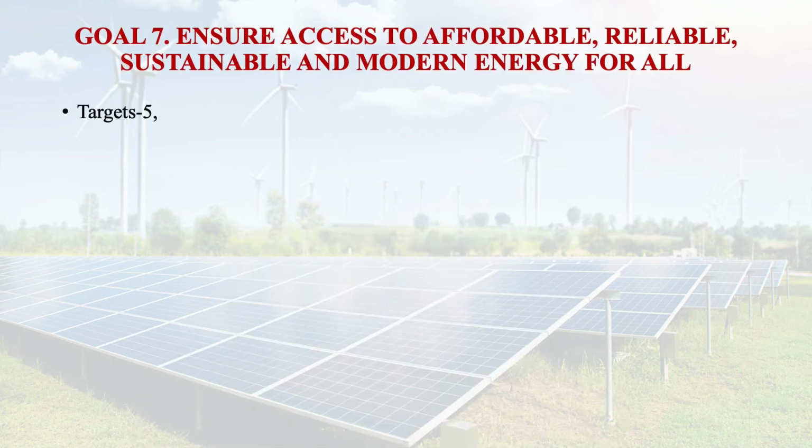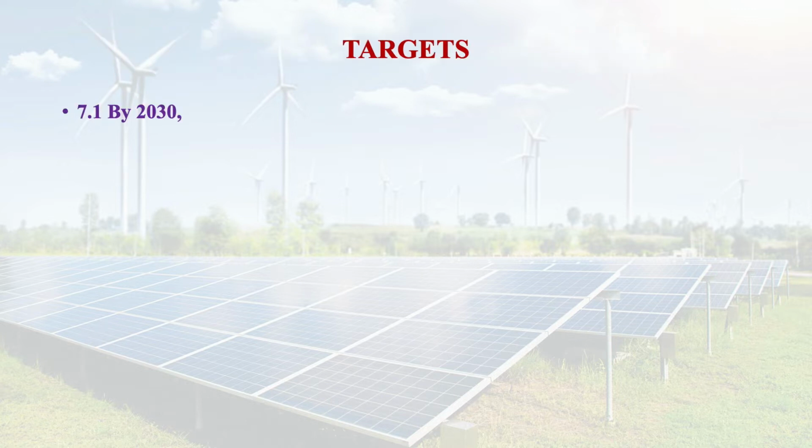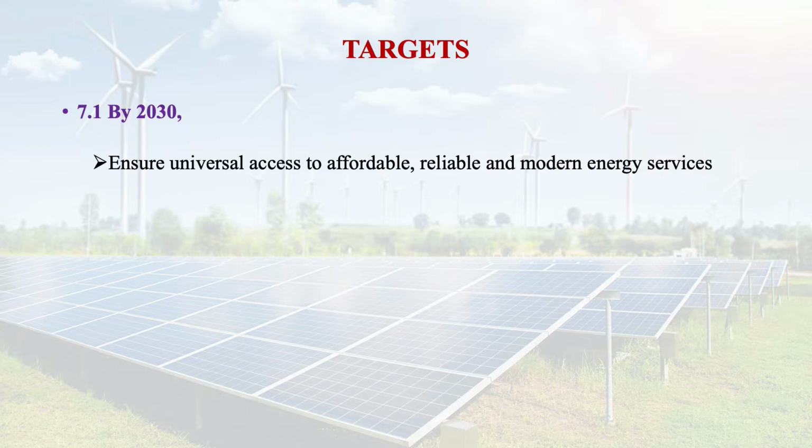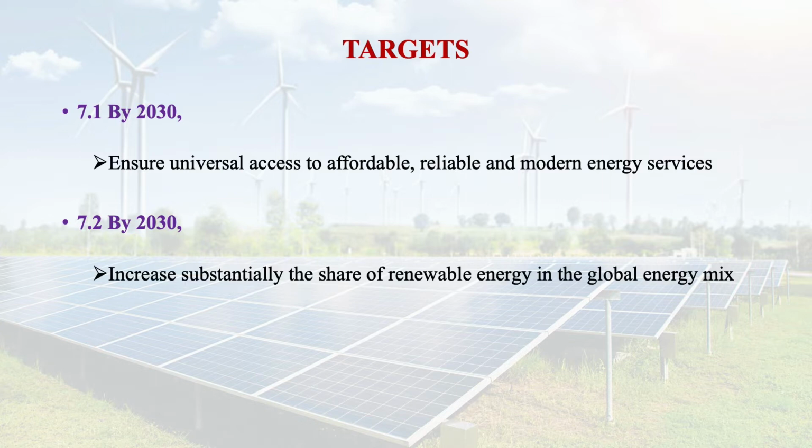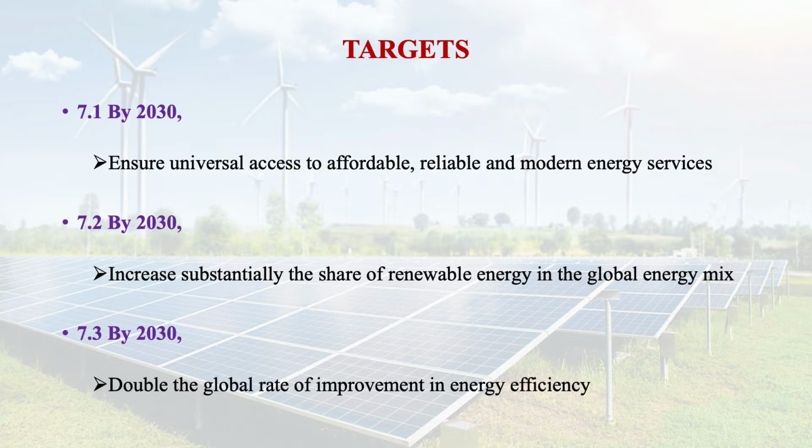If you look into the progress of SDG goal 7 globally, it is about ensuring access to affordable, reliable, sustainable modern energy for all. It has 5 targets and 6 indicators, right? Target number 1 of this goal says that by 2030 we should ensure universal access to affordable, reliable and modern energy services. Target number 2 is that by 2030 we have to increase substantially the share of renewable energy in the global energy mix. Target number 3, we should double the global rate of improvement in energy efficiency by 2030.